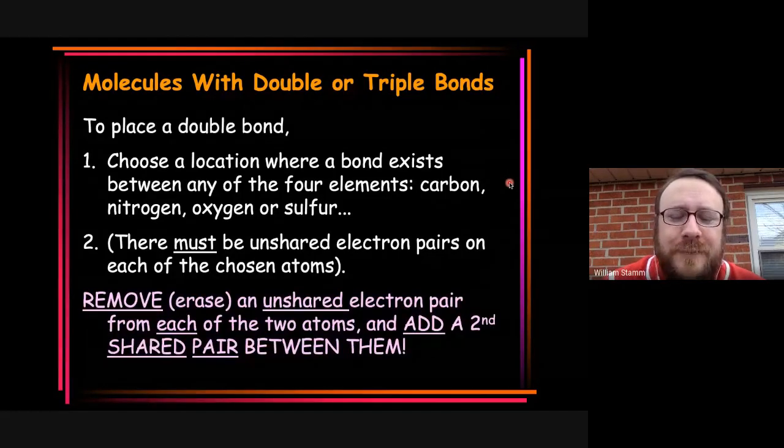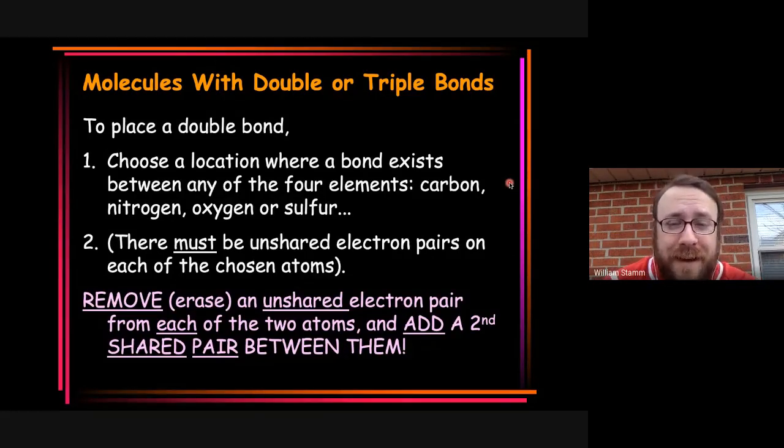And what we're going to do, and this will be easier when you see it, is remove or erase an unshared pair from each of the two elements involved in the double bond, and add a second shared pair between them to make it a double bond. That sounds complicated. Let's do an example.